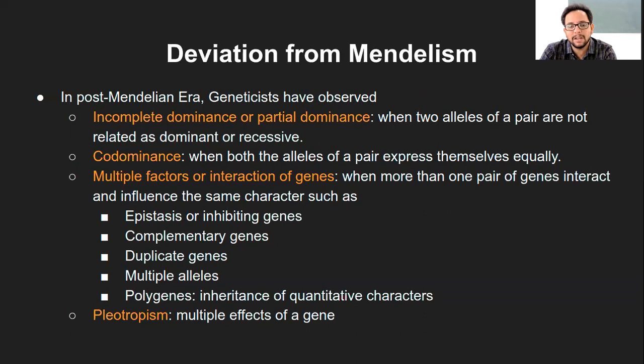Multiple alleles, for one particular character there are multiple alleles. And polygenes, which is something similar, but inheritance of quantitative characters, that is they can be quantified in terms of their characteristics. So these are the different phenomena, and like I said, we will study each of these in detail. And the last deviation is pleiotropism. Now, this pleiotropism is nothing but the multiple effects of the same gene, one particular gene showing multiple effects. So these are the various phenomena in the deviation from Mendelism.